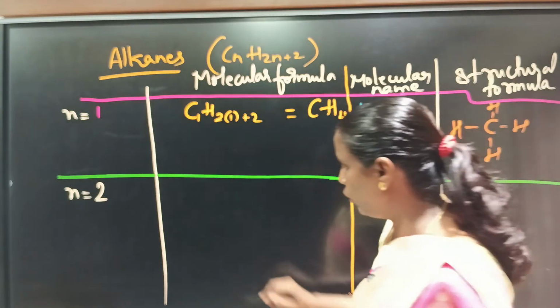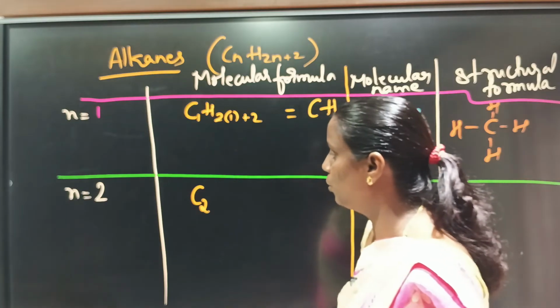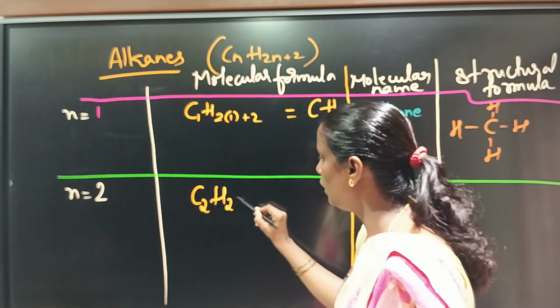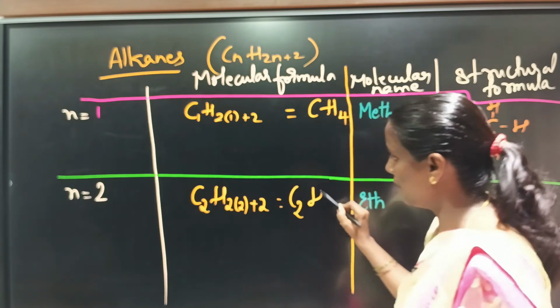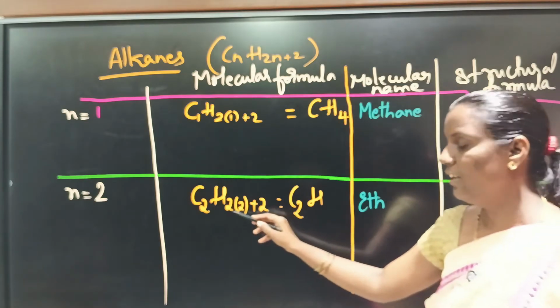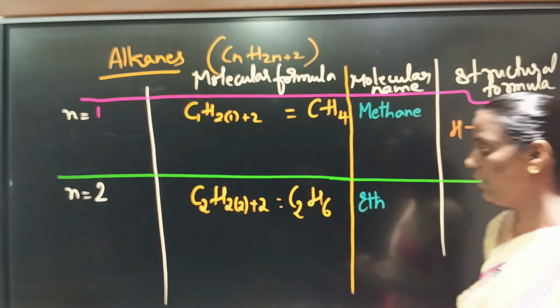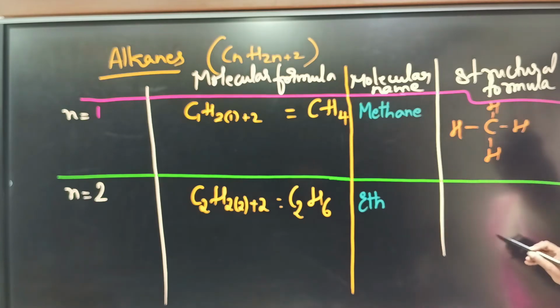So when we write n is equal to 2, how many carbon atoms? 2. So H 2 into 2 plus 2. How much here? C2. H 2 twos are 4, 4 plus 2 is 8. Sorry, 4 plus 2 is 6. Yes, C2H6. Now I will write the structural formula first.